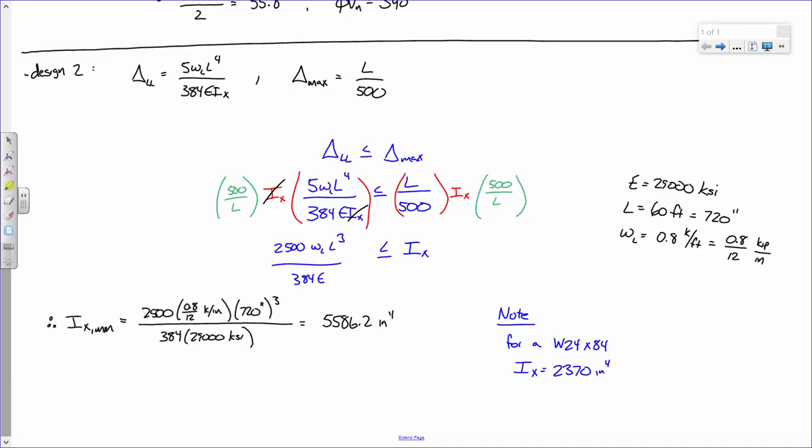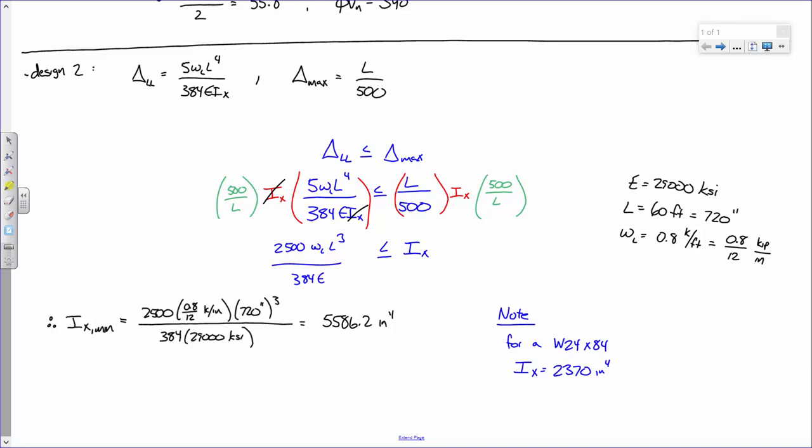Now, how do we pick a shape based on its moment of inertia? We go to table 3.3. Table 3.2 is listing the shapes based off of Zx. Now, if you have your AISC 15th edition steel construction manual with you, you will know to look it up a few pages afterwards. I'm on 3-28. It's a really easy table to miss because it's only two pages, but it's a really important one.